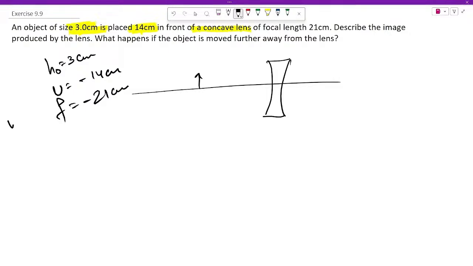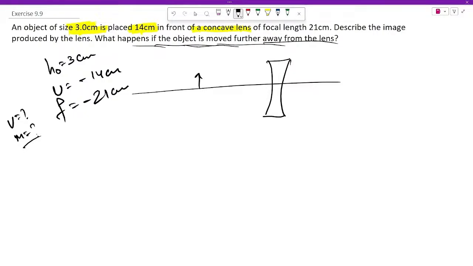It means we have to find out v, and we also need to find out m because that tells us the nature of the image, that is whether it is diminished in size and it is virtual or not. So we also have to comment on what happens if the object is moved further away from the lens. Now what if the object is moved away from the lens, or moved on the left hand side, what will happen to the image?